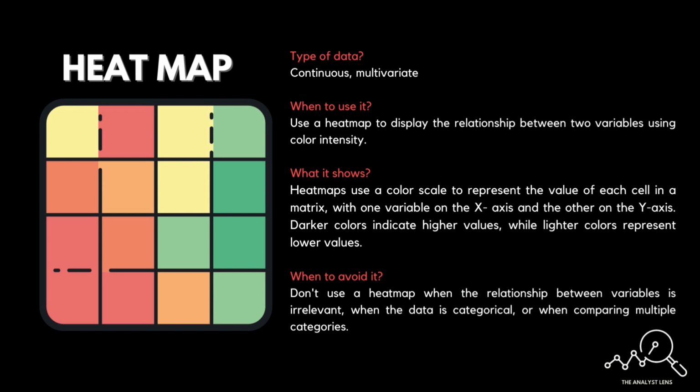Darker color represents higher values, while lighter color represents lower values. A heat map should be avoided when the relationship between variables is irrelevant, when the data is categorical, or when comparing multiple categories. So, heat maps are ideal for visualizing geographic data like website clicks by location, sales per region, or temperature variations across a map.